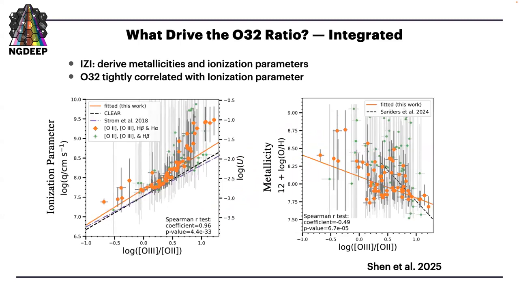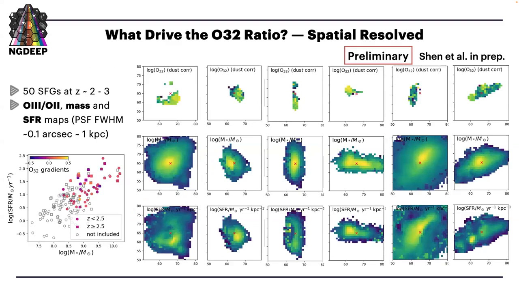What we do is use IZI, a Bayesian code, to derive the metallicity and the ionization parameters. Here we show the ionization parameter as a function of the O32 ratio, and the metallicity as a function of the O32 ratio. We see a very tight correlation with the ionization parameter, but the correlation with metallicity has a large scatter. So we conclude that the O32 ratio is more tightly correlated with the ionization parameter.